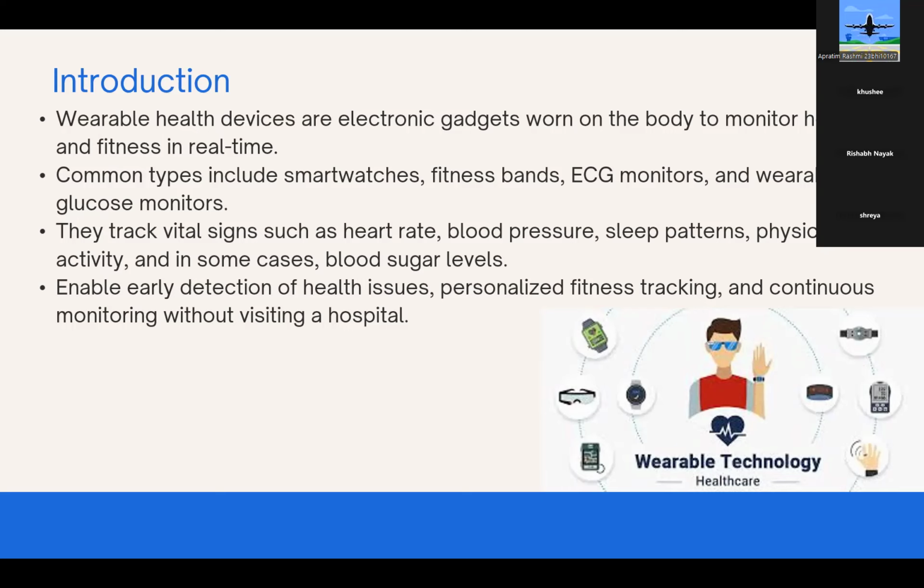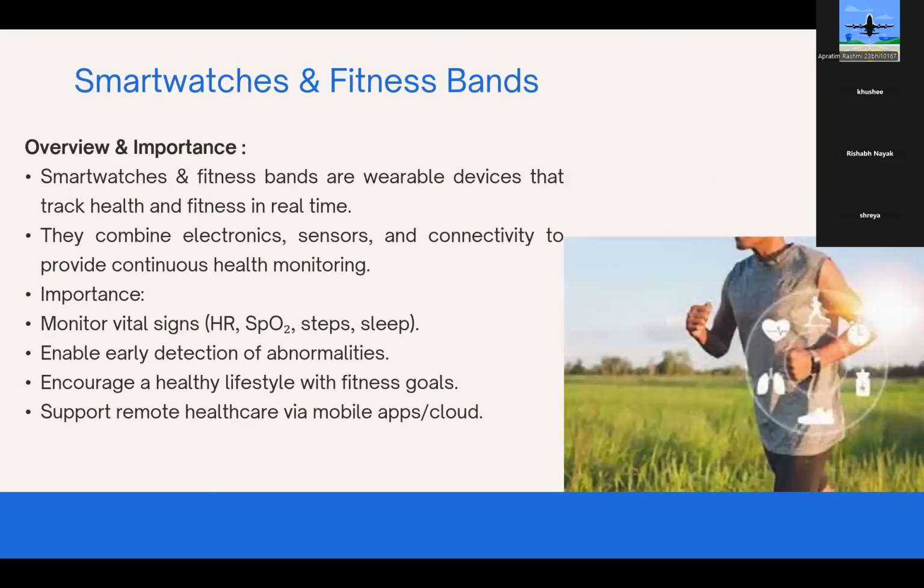Now we'll discuss some of the commonly used health devices. So first we have smartwatches and fitness bands. Among all the types of wearables, smartwatches and fitness bands are the most widely used. They are lightweight, easy to wear, and integrate multiple sensors into a compact device on the wrist. They track parameters such as heart rate, SpO2, sleep quality, and steps taken.